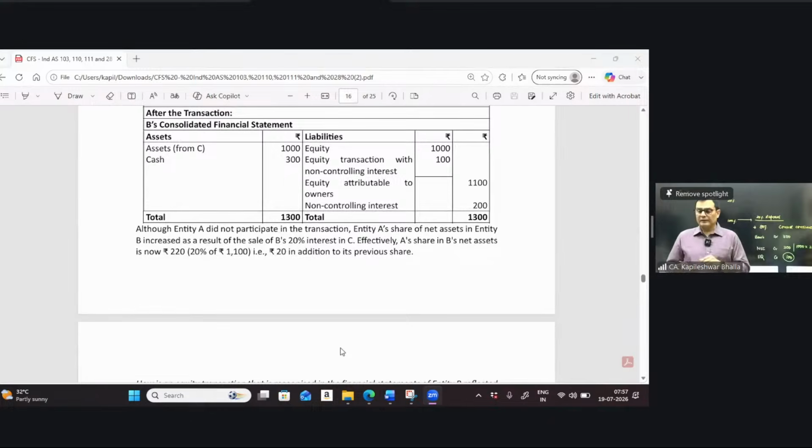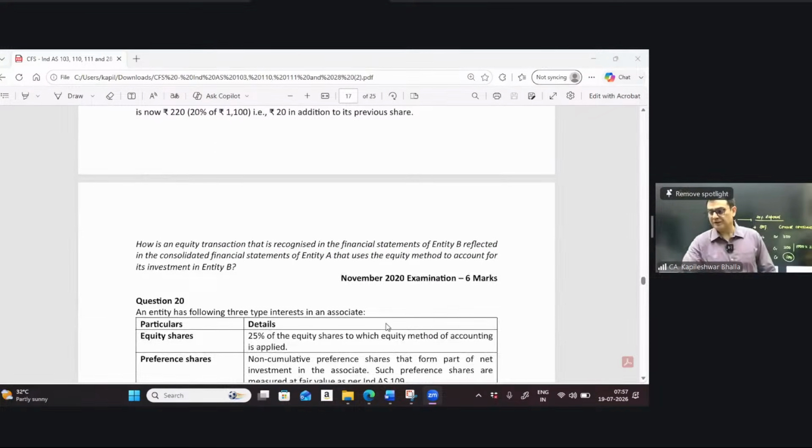It says, although A did not participate in the transaction, entity A's share in the net assets of B increased as a result of the 20% interest in C. Effectively, A has now got net assets which is 20% of the new equity, 1100, and therefore there is an increase of 20. Now the input is, it's a 6-marker examination question.